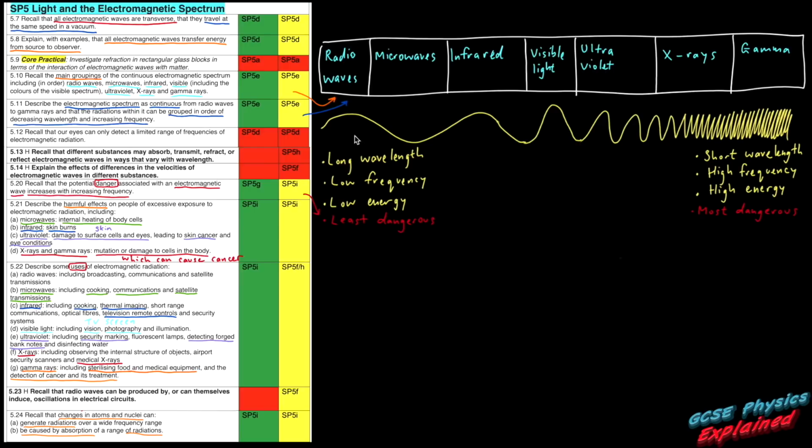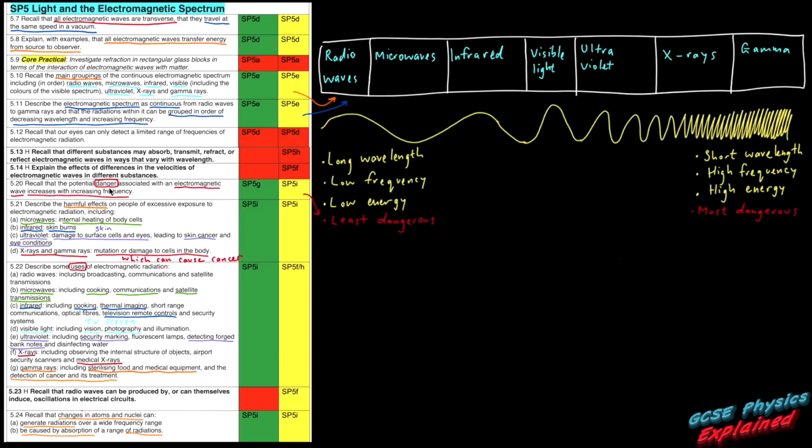Well, any waves over here have got long wavelengths, they've got low frequency, and they've got low energy. And they are the least dangerous. And as you move across the spectrum, the wavelength gets shorter and shorter and shorter, and the frequency gets higher and higher and higher. And as it said, it's a continuous spectrum. Over on this side here are the waves with the short wavelengths, high frequency and high energy, and they are the most dangerous.